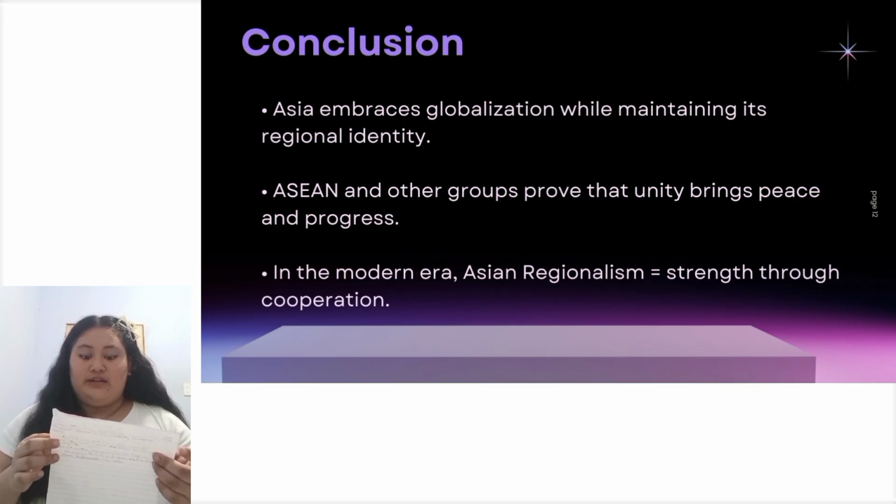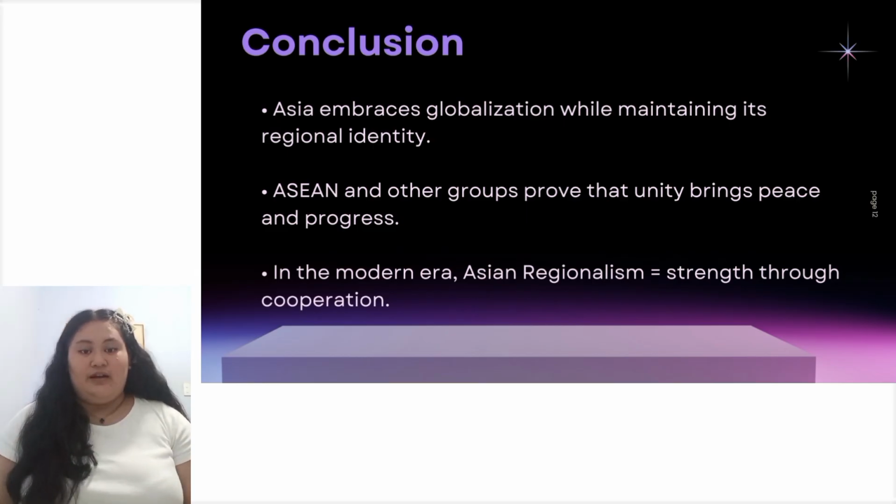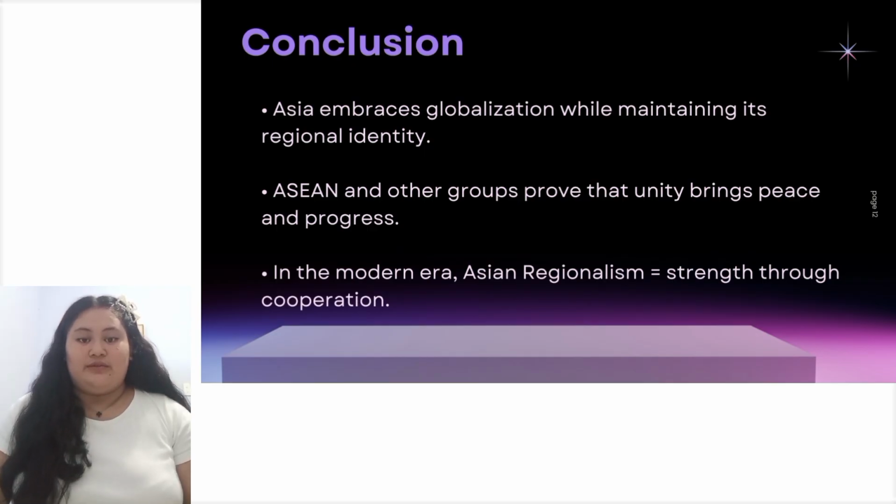Asia strategically participates in the global economy and culture, but preserves its distinct values, traditions, and political norms through strong regional cooperation. Then, ASEAN and other groups prove that unity brings peace and progress. Lastly, in the modern era, Asian regionalism is strengthening through cooperation of one country with another, so that each country becomes stronger. And that's all. Thank you.